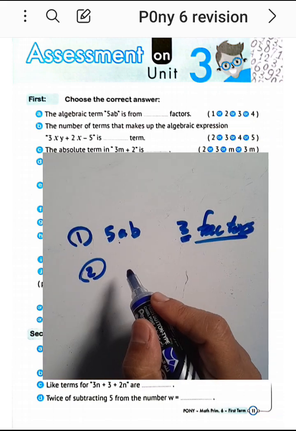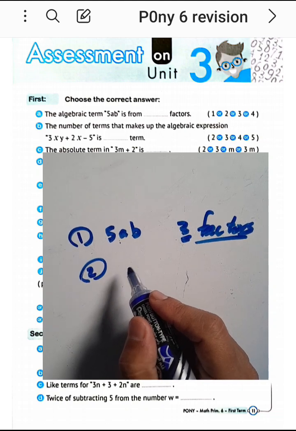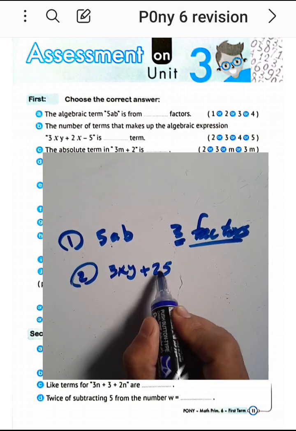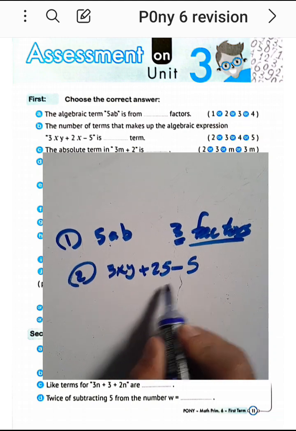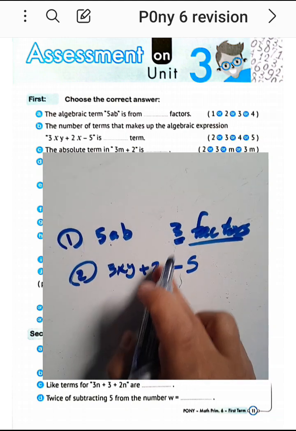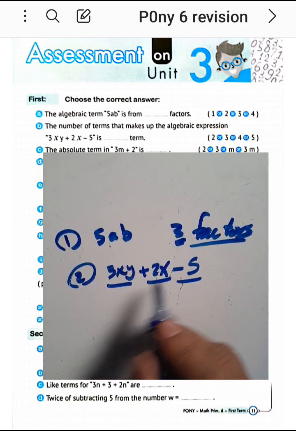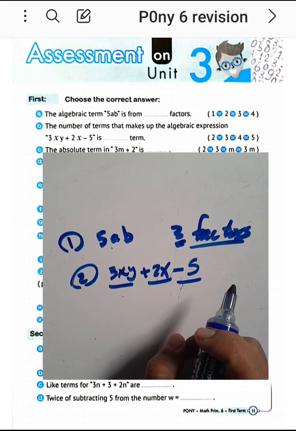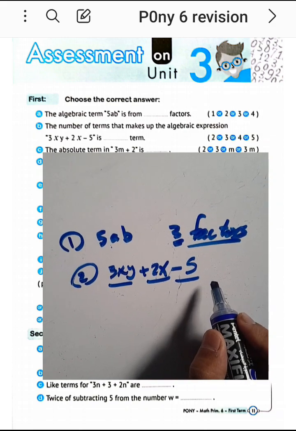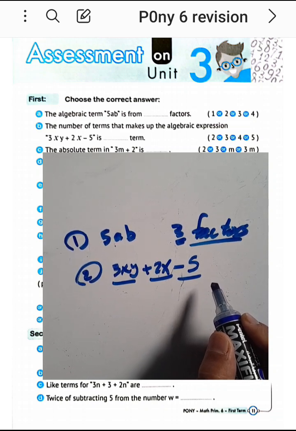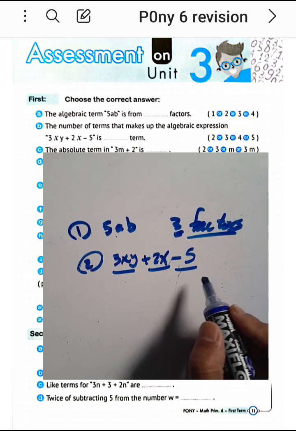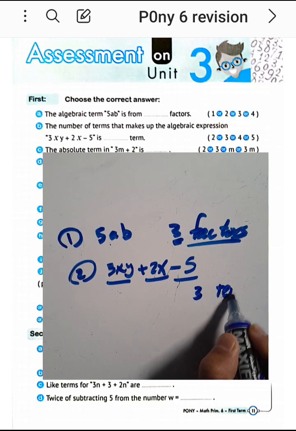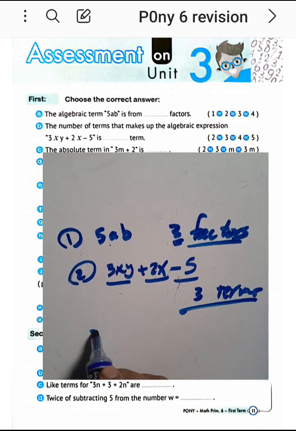Question number 2. The number of terms that makes up the algebraic expression 3xy plus 2x minus 5. We have how many? 1, 2, 3. 3xy and 2x, and the last one -5. We have here 3 terms. So the total will be 3 terms.